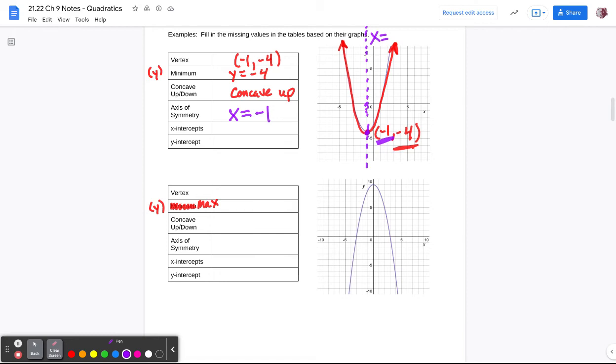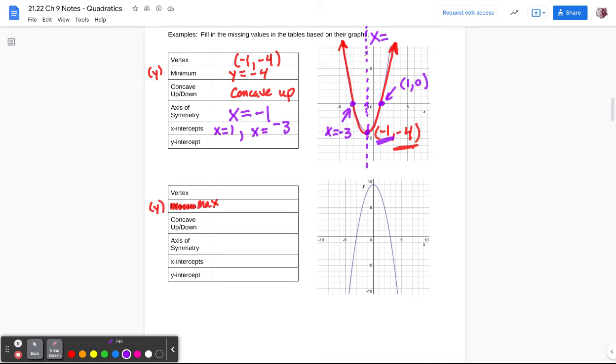Then we're going to talk about our x-intercepts and our y-intercepts. X-intercepts is where we cross the x-axis. So the first one here would be at 1, 0. You can say 1, 0 or just x equals 1. The other one we have here is at x equals -3. We can have at most 2 x-intercepts for a quadratic equation. We could have 1, we could have 0, but the most you'll ever have is 2.